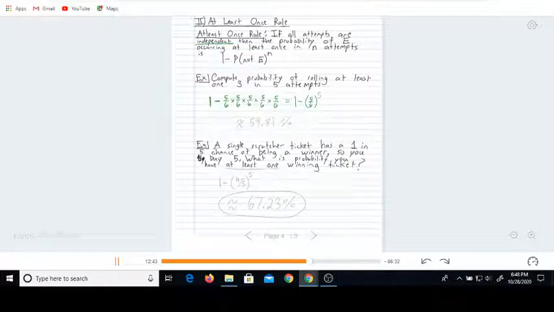5 out of 6 in 5 attempts. And we'll go ahead and type that into the calculator. So 1 minus 5 out of 6 raised to the fifth, and we get approximately 59.81%. So you almost have a 60% chance that if you roll a dice 5 times, you get at least 1 three in there. Maybe, and when I say at least 1 three, it's just that at least 1, maybe multiple times, but at least 1.